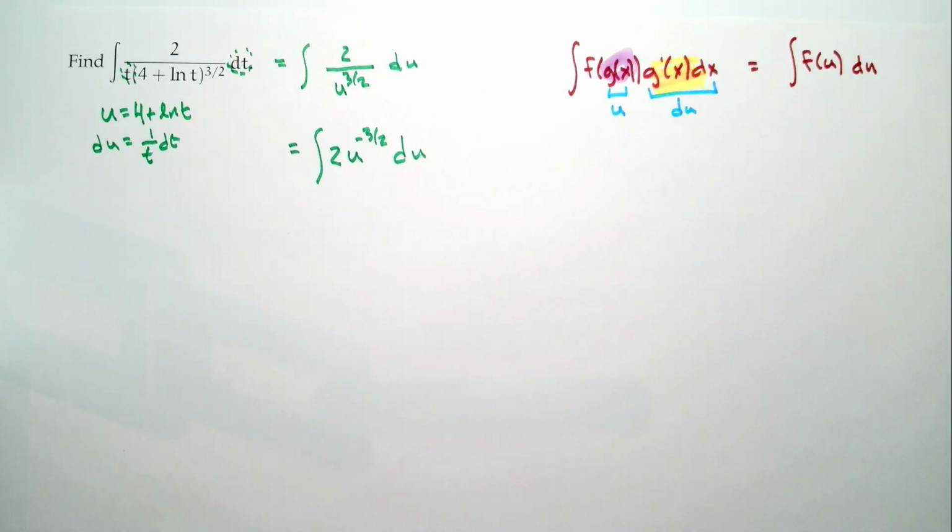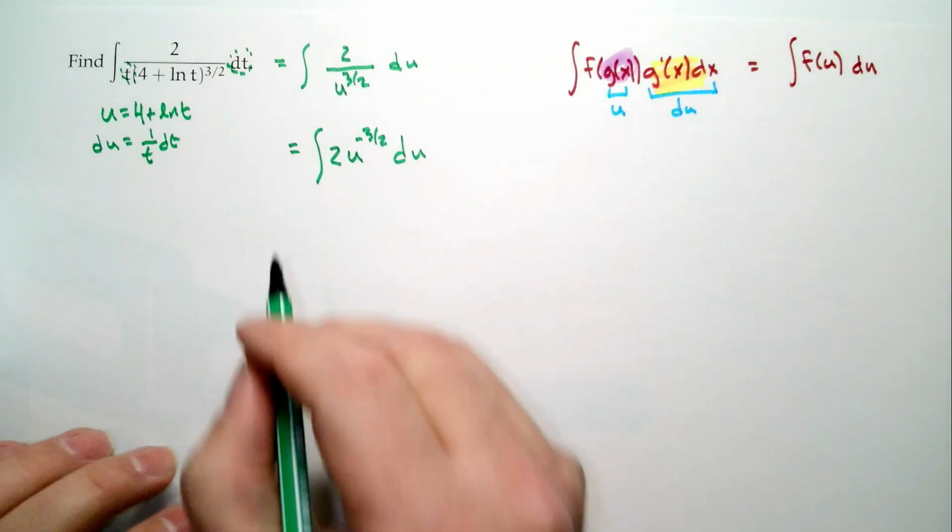Not the 2. Don't worry about the 2. The 2 is a constant. Constants come out. But u to a power is the thing that's on our list. So what do we get?